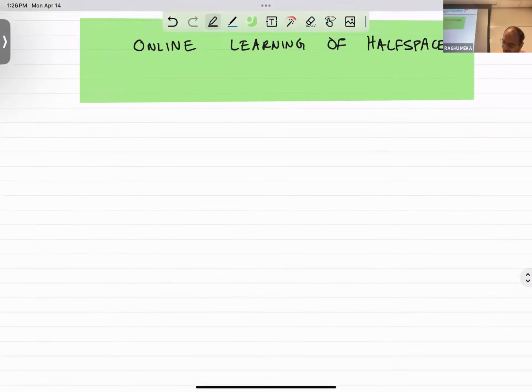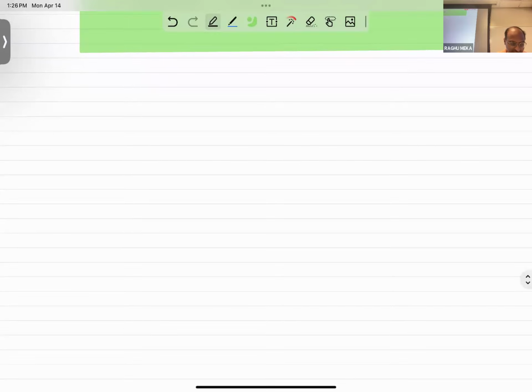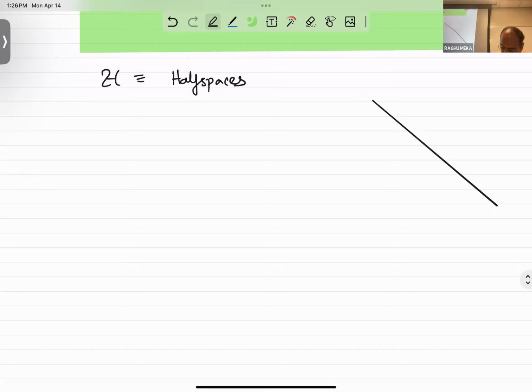Okay, so this is the same setup. We're doing online learning, but the hypothesis class is just half spaces. So what's a half space? For us, at least, we're just going to look at those going through the origin. So you have some hyperplane, like a line, and all points on one side are going to be labeled positive, and all points on the other side are going to be labeled negative.